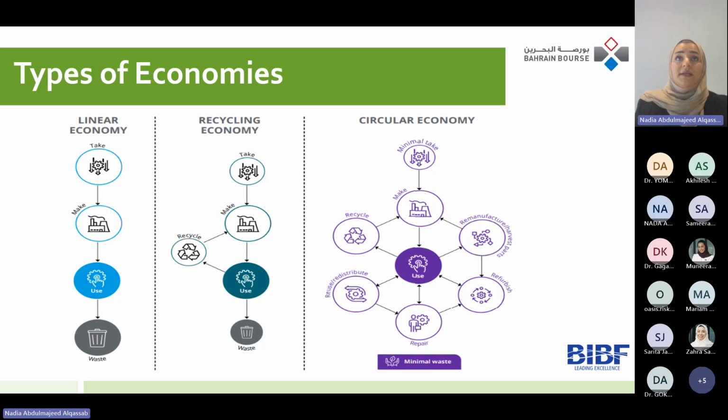So what is really a circular economy? Now, circular economy is take and minimal take, okay? Make, recycle, reuse, repair, refurbish, remanufacture, anything to stop it from becoming a waste.